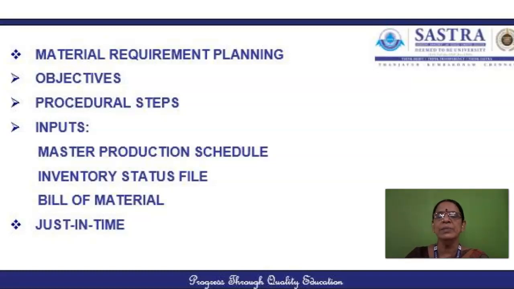Determine the net requirements of finished products. The gross requirements obtained will be adjusted by the available inventory of the product to obtain the net requirements. So net requirements will be gross requirements minus the inventory available.